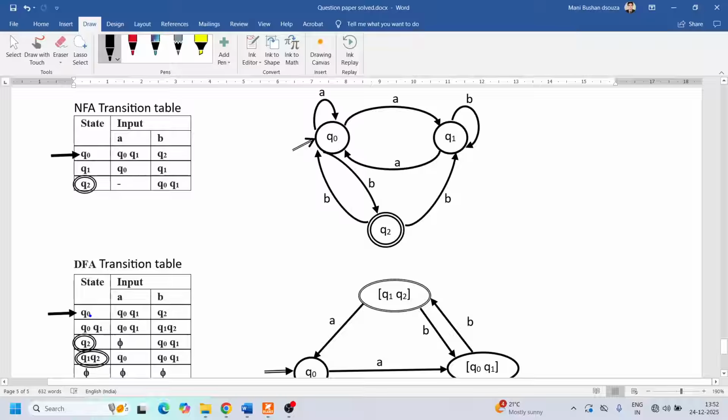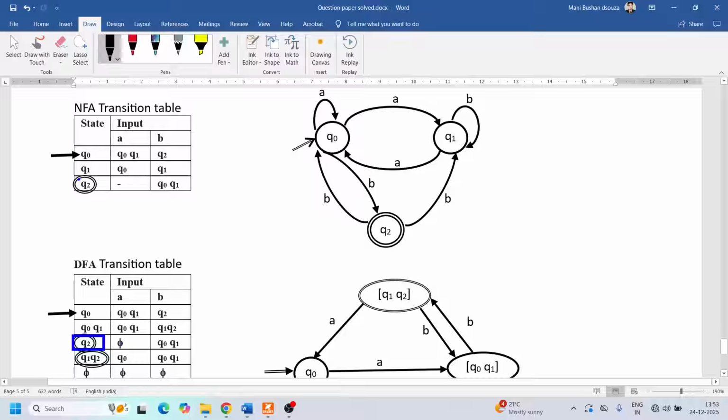So among them, q1 was the starting state, you leave it. You have taken care of q0 q1, so this is done. Now how many are not done? In this case this is done, this is same as the previous one, this is done. What is not done? q2 is not done, q1 q2 is not done. So let us start with the q2 now.